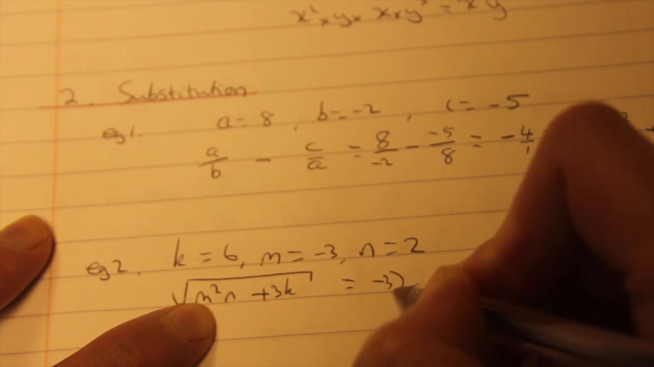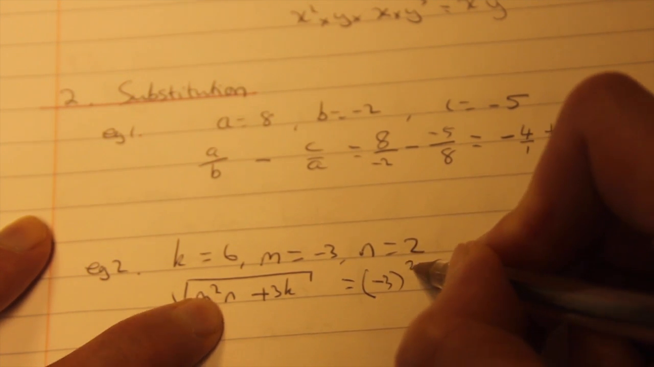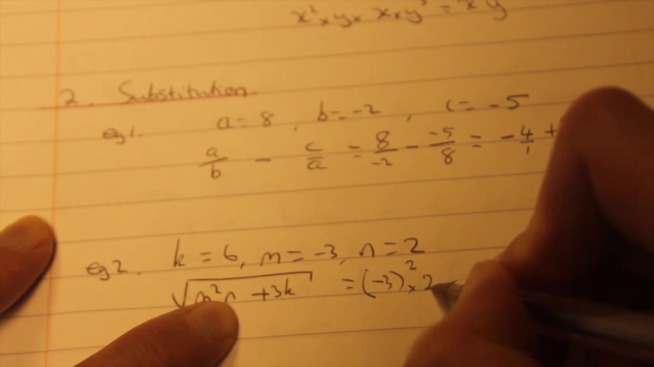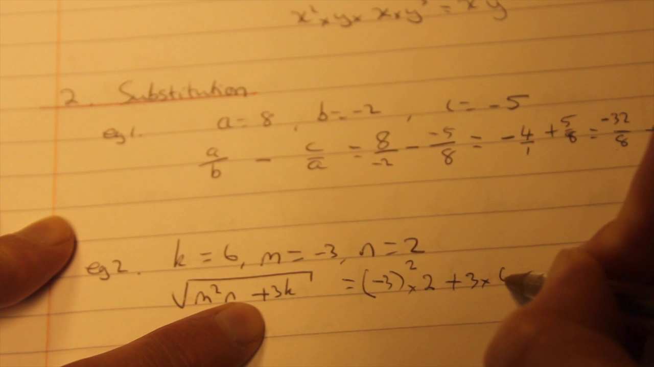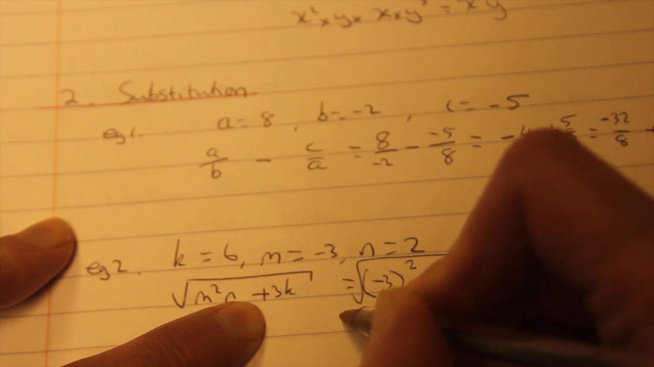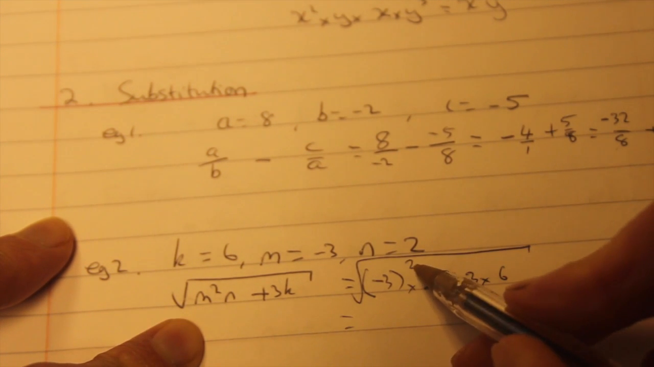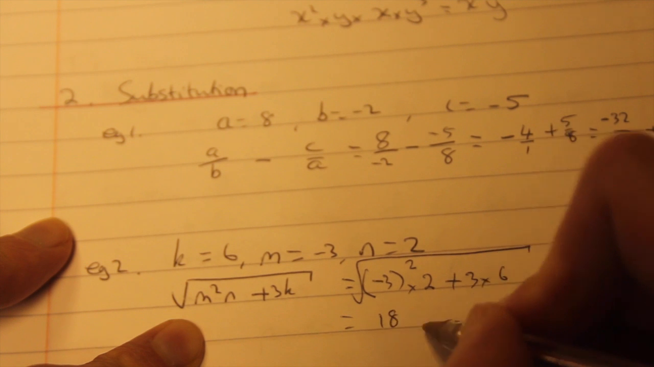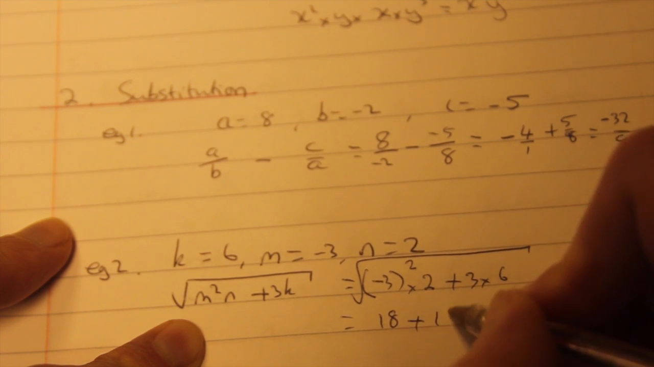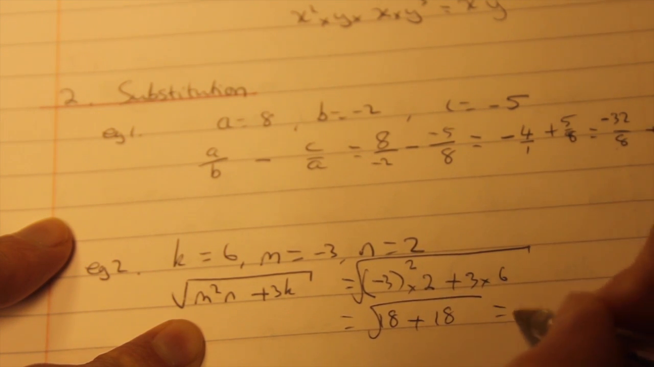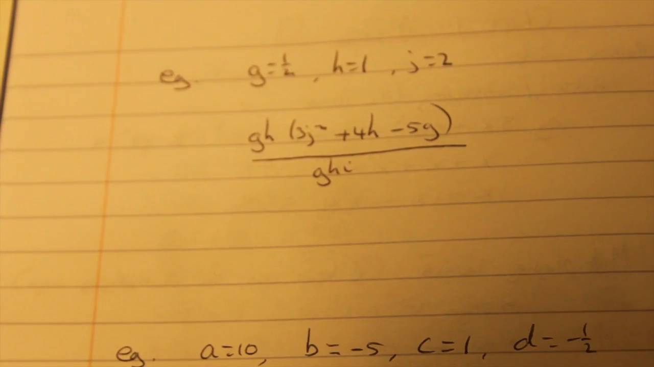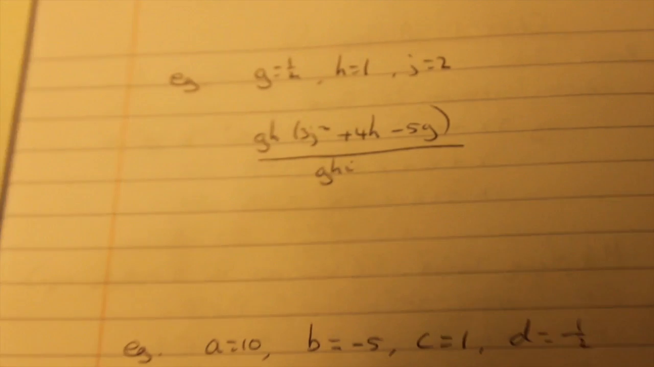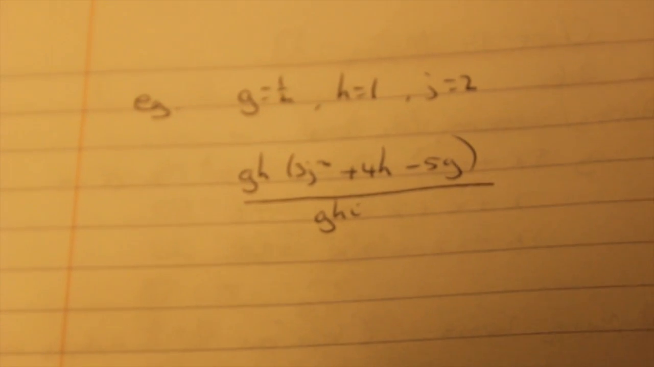Because it's a minus sign, I'm putting a bracket around it. Minus 3 squared times n plus 3 times k, and then square root. So minus 3 squared is 9, 9 times 2 is 18. 3 times 6 is 18. 18 add 18 is 36. Square root of 36 is 6. A couple more substitution ones to have a wee look at here before we leave this topic.